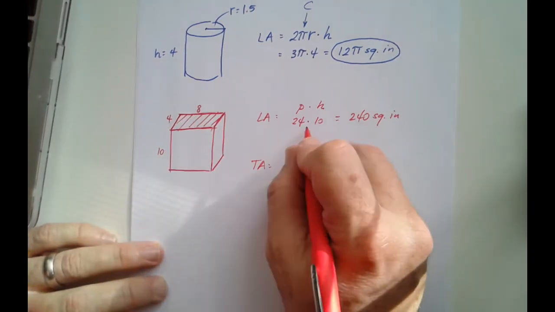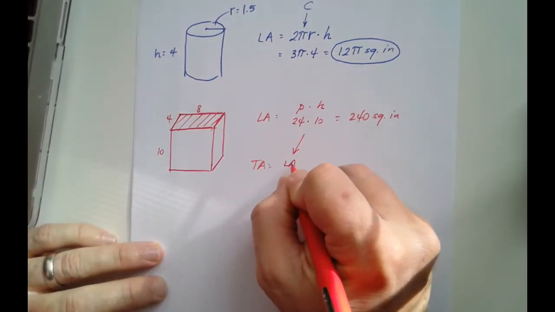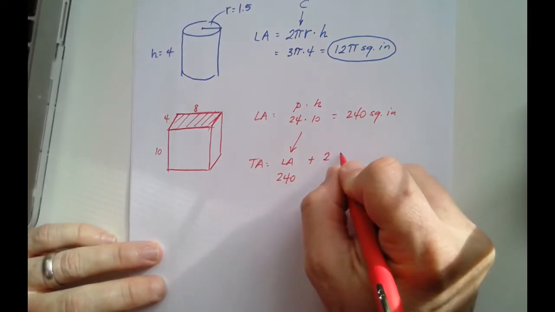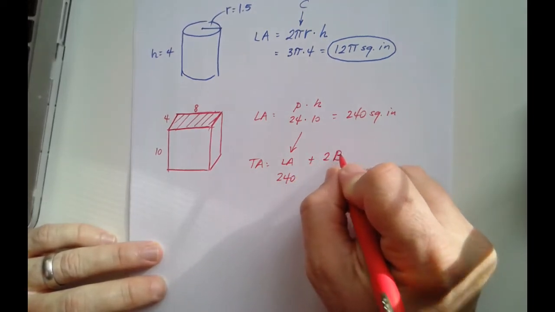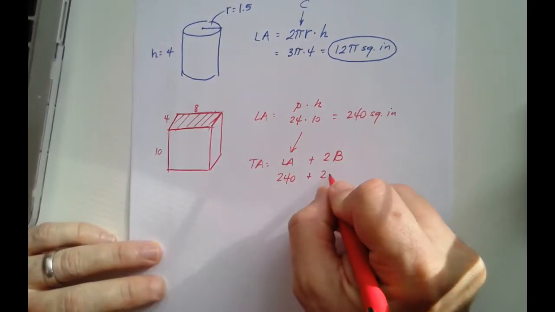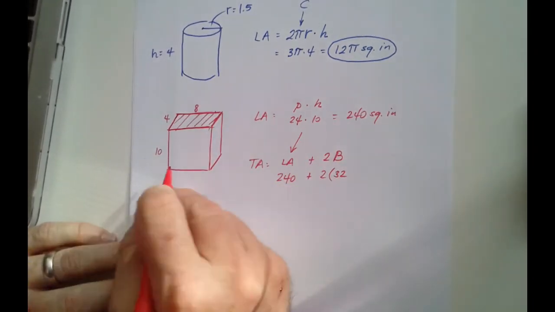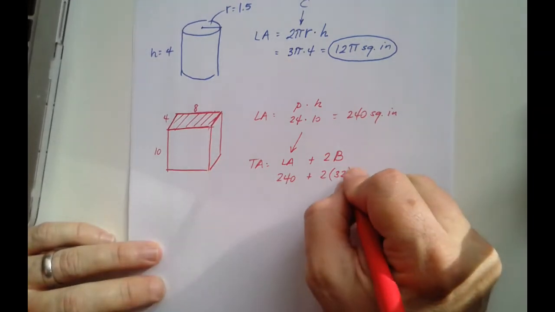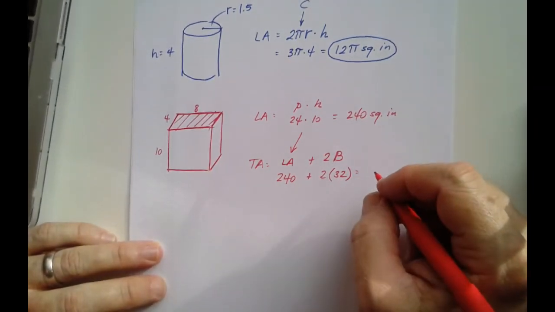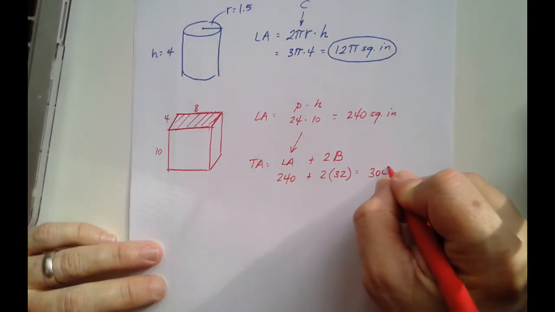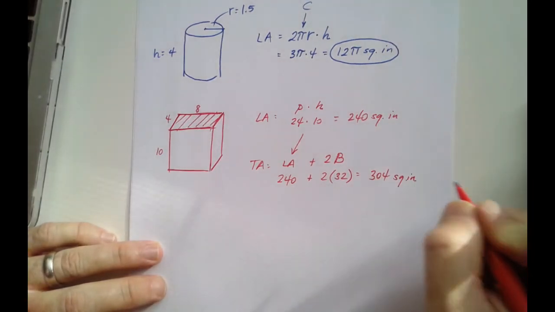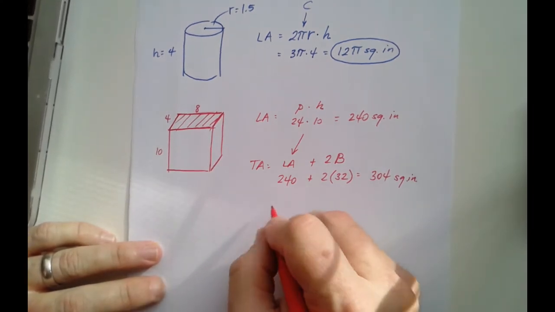So by the way, I'll just bring this down. 240. But now I need the area of 2 bases, capital B being the area of a base. And 4 times 8 is 32. And I don't just have one 32, I've got a bottom lid as well. So that's 64. And you get 240 plus 64, 304 square inches.